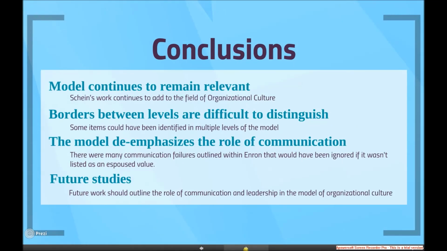However, this specific study did have some limitations. For example, the borders between the different levels of Schein's model were very difficult to distinguish when you're actually looking at a specific case, because some items, such as the principles of respect, integrity, communication, and excellence, could have fallen under either artifacts or the espoused values of an organization.